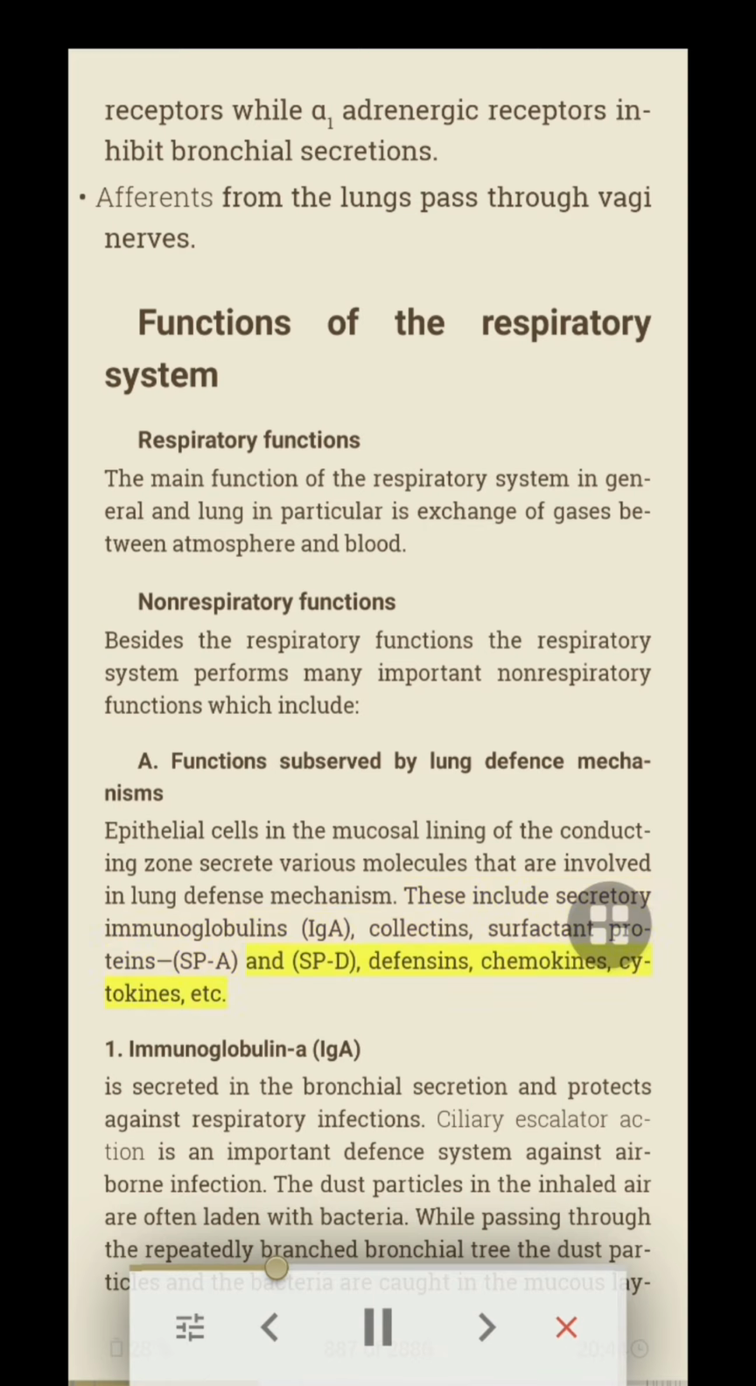These include secretory immunoglobulins (IgA), colectins, surfactant proteins (SP-A and SP-D), defensins, chemokines, cytokines, etc. 1. Immunoglobulin IgA is secreted in the bronchial secretion and protects against respiratory infections.